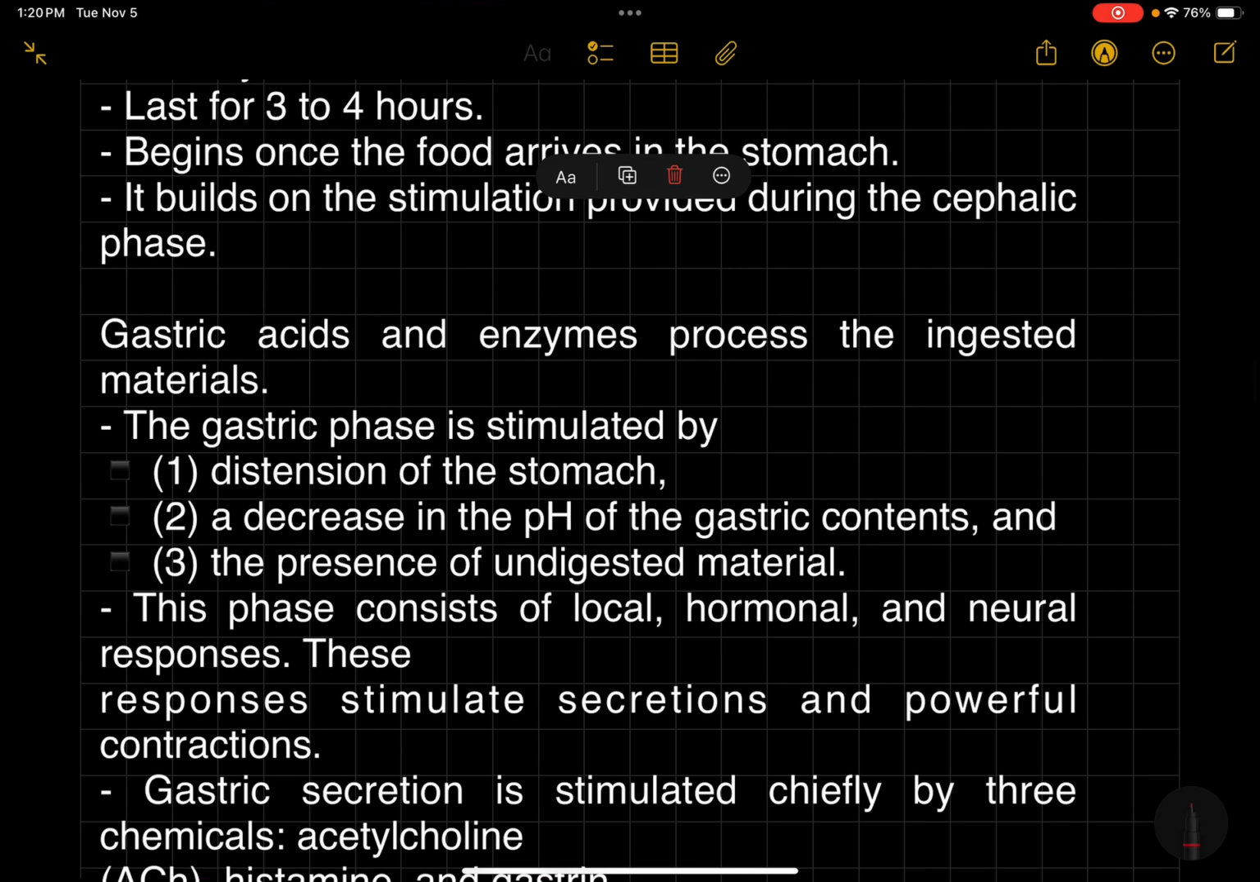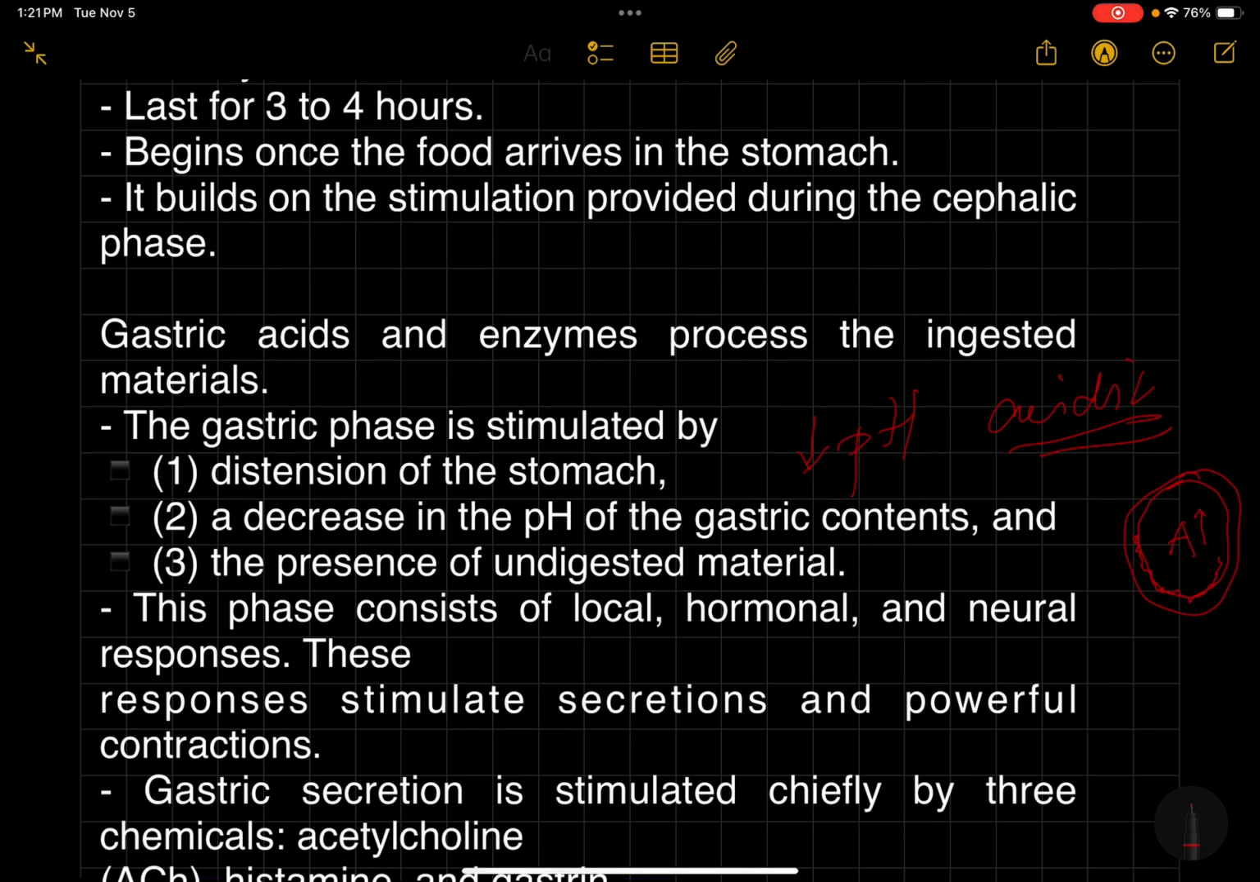The gastric phase is stimulated by number 1, distension of the stomach, and number 2, a decrease in the pH of the gastric content. Meaning, when our pH goes down, we become acidic. And when you're hungry, our stomach hurts a bit. So if you are hungry, this is your stomach. And you're always hungry, class. And this is your lining, for example. And here is the acid. When our acidity rises, the acid attacks the lining.